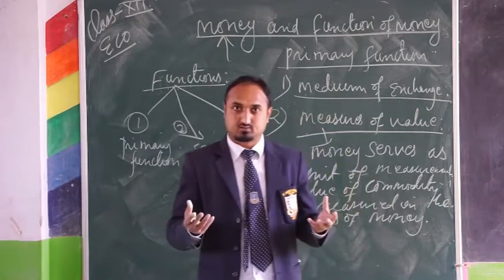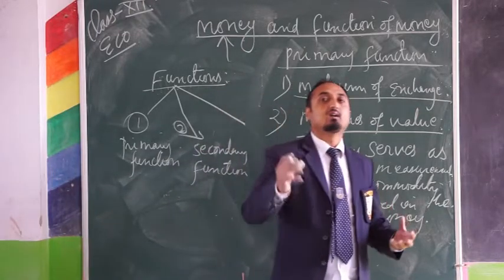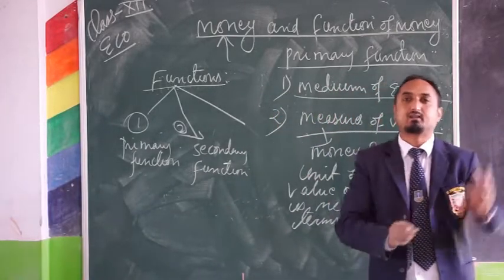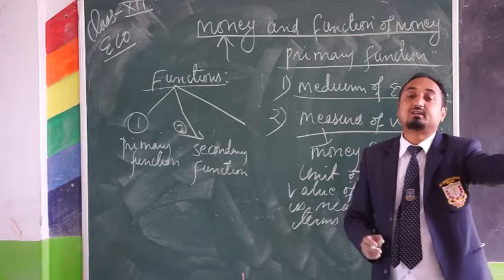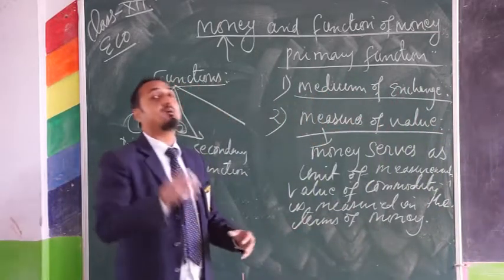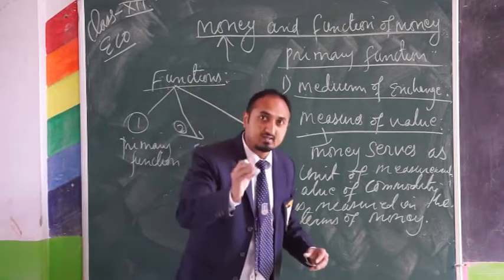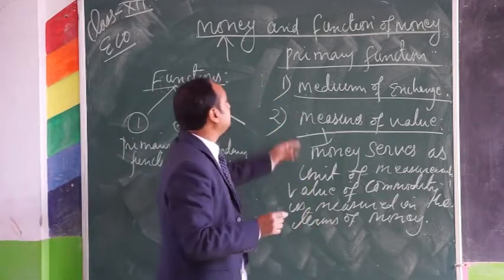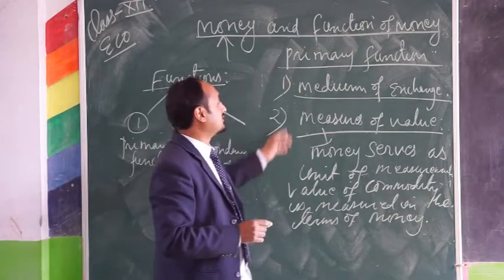The value of a commodity is measured in terms of money, and that is expressed in terms of prices. When we buy anything, it has a certain price. Maybe a chips packet is 10 rupees. So what is the value of that chips? 10 rupees. So the value of a commodity is measured in terms of money, and it is expressed in terms of prices. So these are the two important primary functions of money.